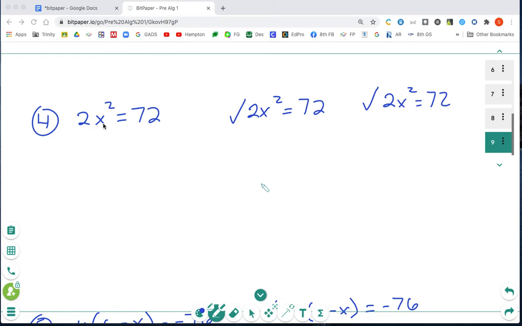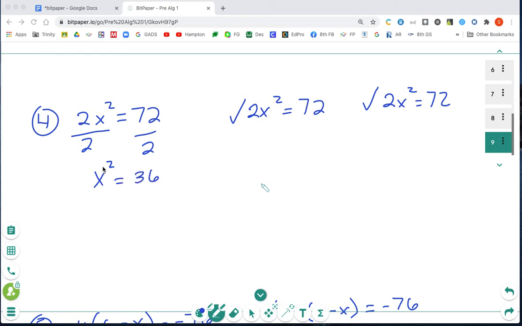Okay, is the variable on the left? Yes. Is it first? Yes. What math operation is the 2 doing? The 2 is multiplying, so the opposite of multiplying by 2 is dividing by 2. X squared is equal to 36.